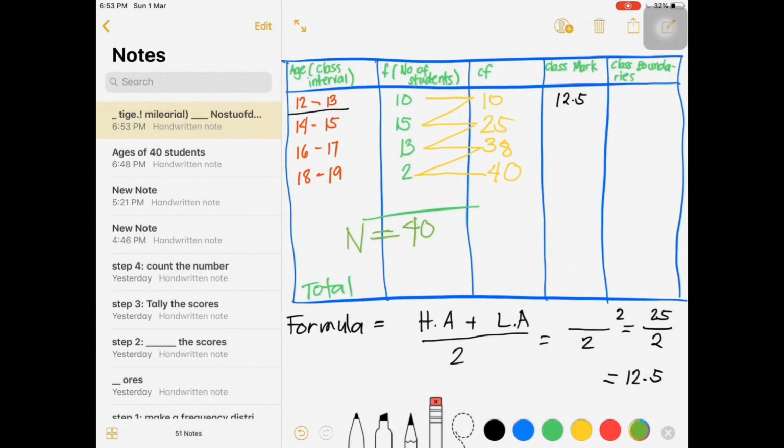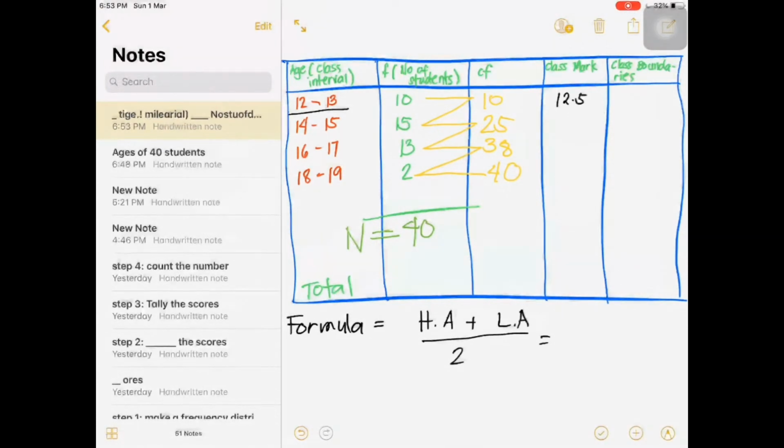Okay. What about in ages 14 to 15? We will use the same formula. So 14 plus 15 over 2. Okay. So 14 plus 15 is equals to 29 over 2. So the answer of this is 14.5. Okay, we will write it here, 14.5. And then I will just answer for the class mark of 16 to 17. So 16 to 17 would be 16.5. 18 to 19 would be 18.5.